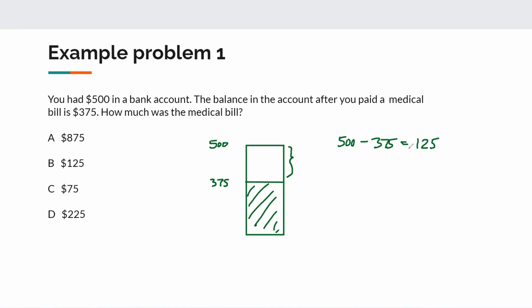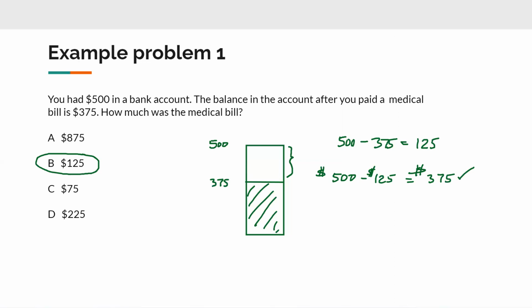Is that a reasonable medical bill? Does it seem to explain the situation here? Yes, it does. We could also do some work and try to imagine that we had our $500 and we wrote a $125 check, or we made a $125 online payment. Does that leave us with $375? Yes, it does. So that all seems to work out, and we can feel pretty confident that that's the correct answer.